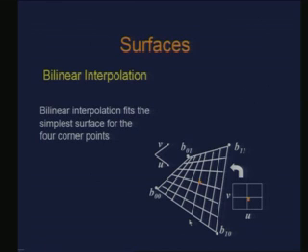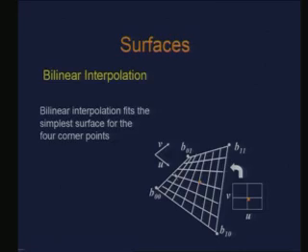So, what is the problem being posed here? Given 4 points B00, B01, B11 and B10, what is the simplest surface which interpolates these 4 points? That is what we are trying to construct. Just the way we did the linear interpolation between 2 endpoints, we can do a similar thing to construct a surface which would interpolate these 4 points.